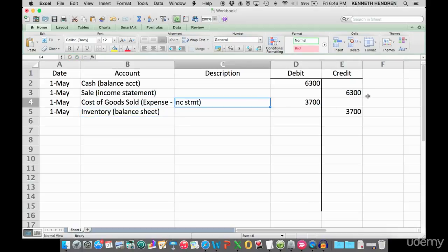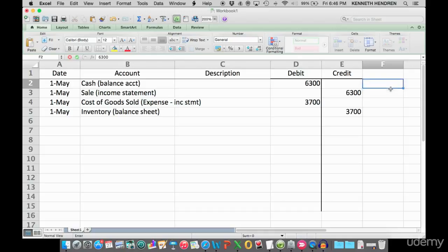And so you can see that if we sold it for $6,300 and it cost us $3,700, we made exactly $2,600 on this sale. Okay, we don't need that for this problem, but that's the effect.